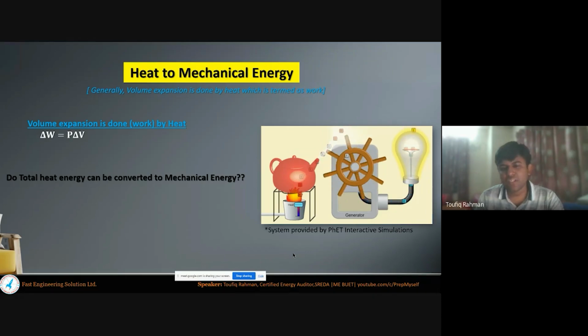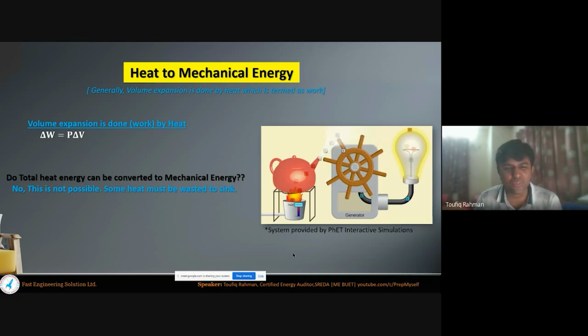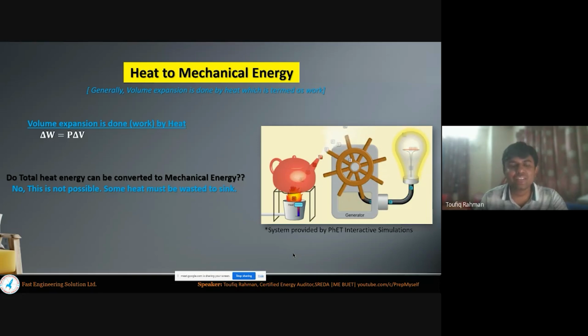Actually, let's not wait because it's late night, and we are all going to be sleeping very soon. So no, this is not possible. Some heat must be wasted. Some heat must be exhausted. Some heat must be going to the environment. So what is that some heat?